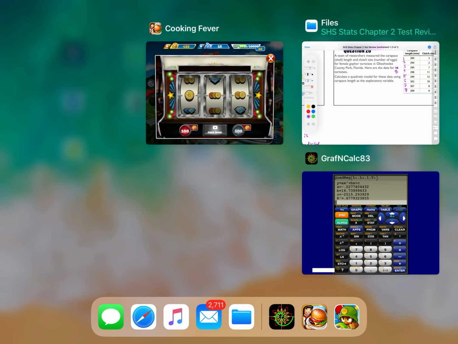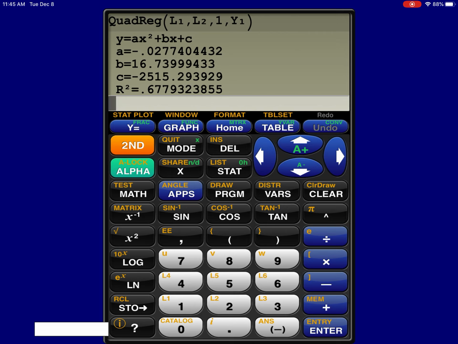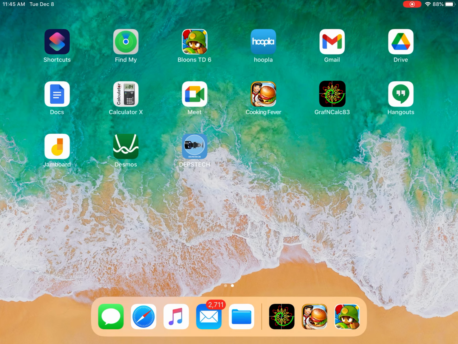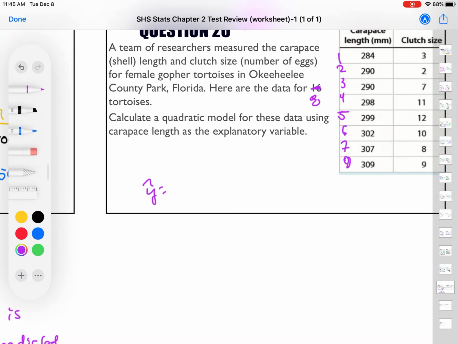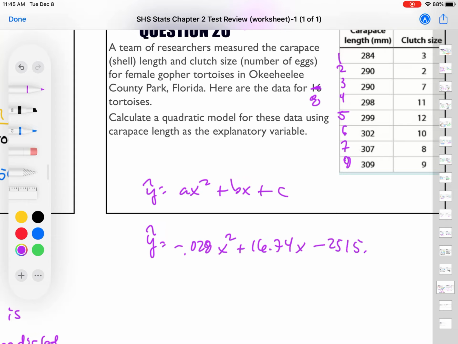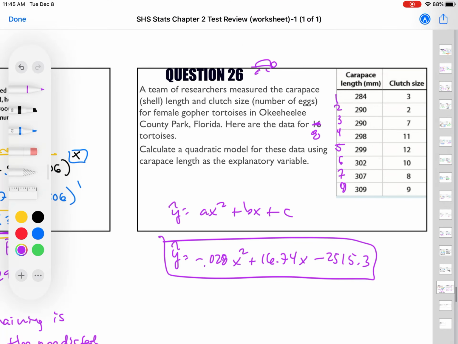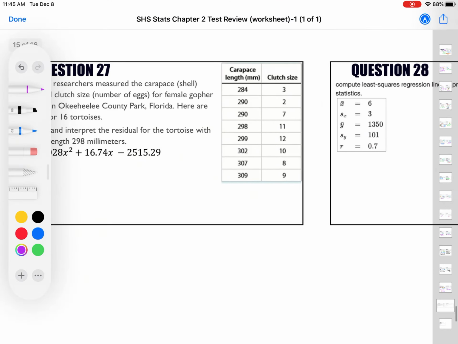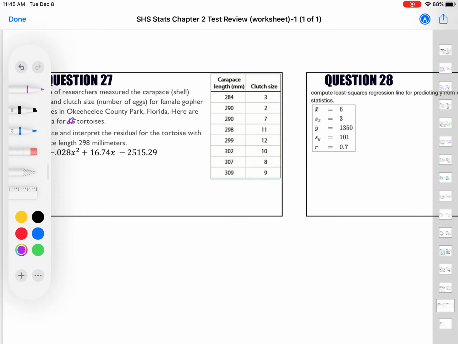Make sure my numbers match up. Yes. Okay. So let's put those numbers. This is standard form for quadratics, and then we'll just put in those numbers. Negative, which means it's going to be an upside down graph. And our C value. So that's my answer for number 26. Number 27. I think it just meant 8 tortoises.